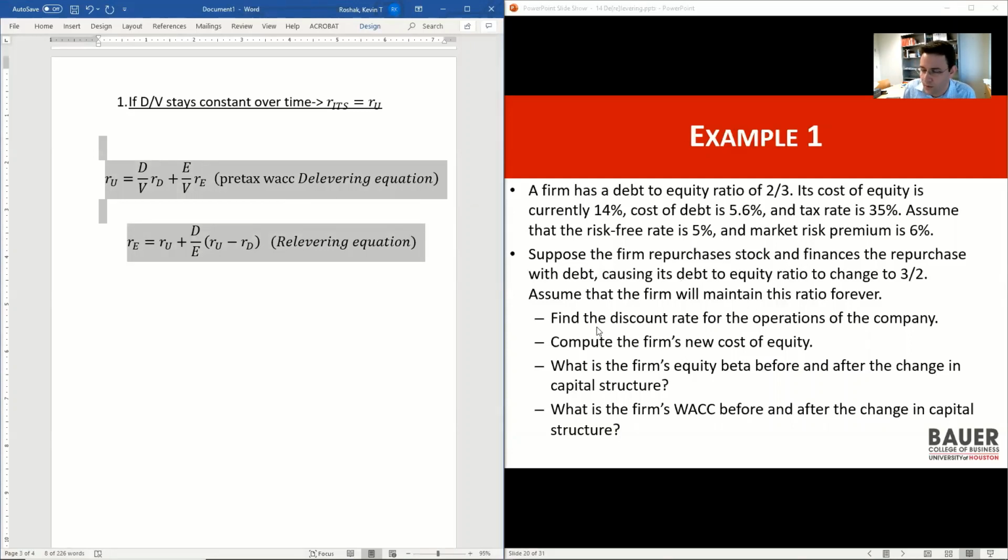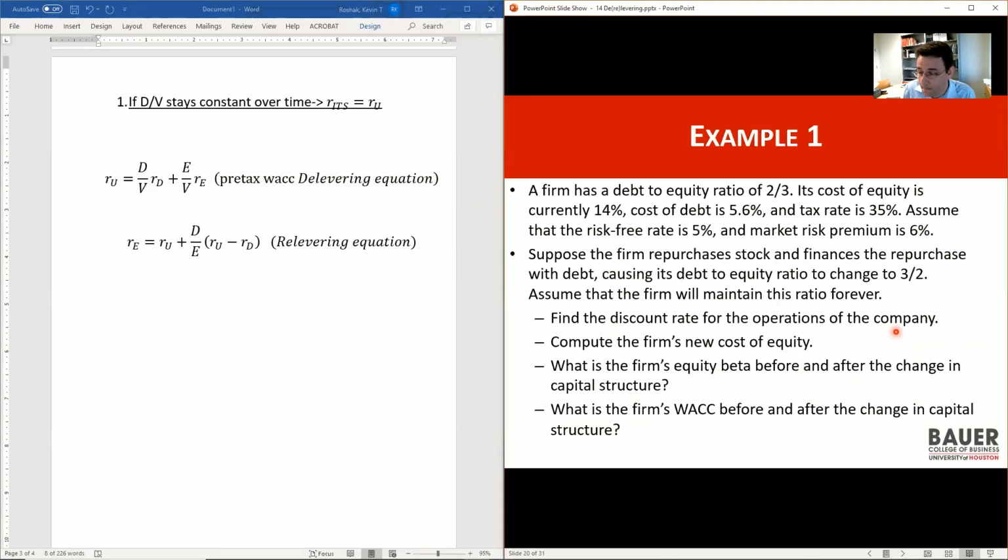Okay. First question is to find the discount rate for the operations of the company. That's delevering, right? Find the discount rate on the assets. Then we're going to find the firm's new cost of equity. Okay, well, what is that? That's relevering. We're going to find the discount rate on the equity once we know the discount rate on the assets. Then we can think about the beta. How does the beta change before and after the capital structure? Now that's not really new for today. The new parts for today are these first two subpoints, delevering and relevering. Once we have that, then we can think through what's going on with the beta. We'll see how the beta changes, and then we'll see how the WACC changes as well. Once we know what's going on with the equity, we can see how the WACC changes.